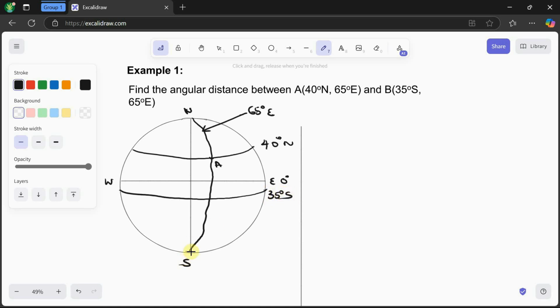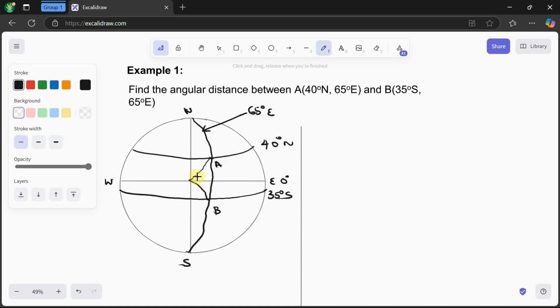So I'll come to the south and draw this line. And 65 degrees, it's still maintaining the same line. So point A and point B are along the same line of longitude. So I want to find the angular distance. From this reference point here, if I draw a line to touch this point, and I draw a line to touch this point, right?